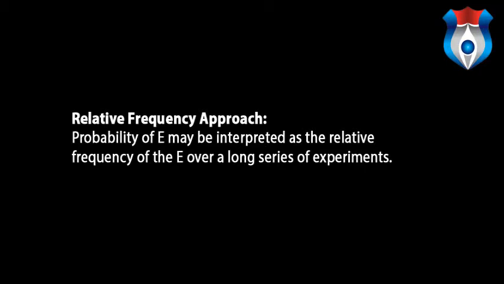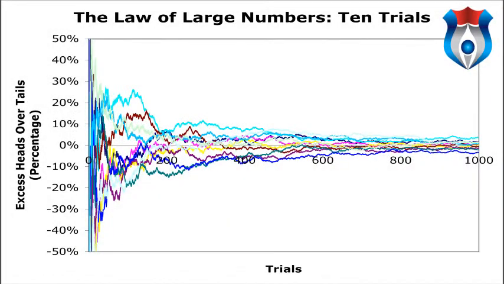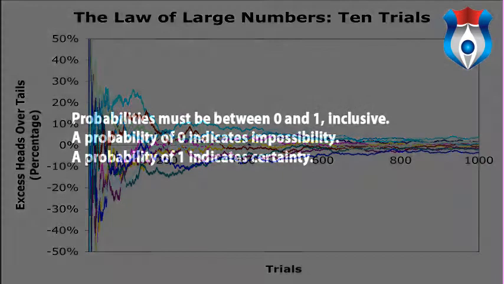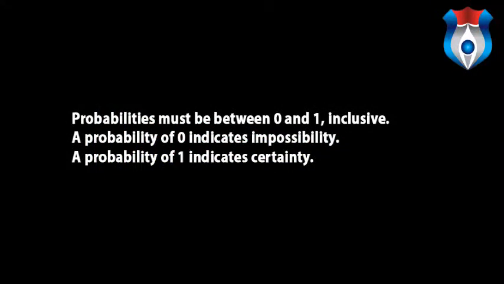Relative frequency approach. The probability of E may be interpreted as the relative frequency of E over a long series of experiments. Law of large numbers: if an experiment is repeated again and again, the probability of an event obtained from the relative frequency approaches the actual or theoretical probability. Probabilities must be between 0 and 1 inclusive. A probability of 0 indicates impossibility. A probability of 1 indicates certainty.